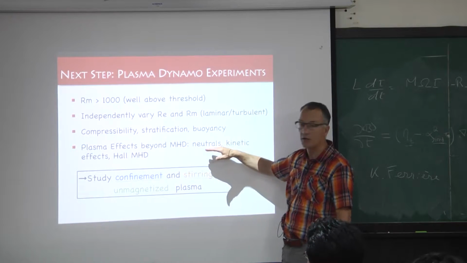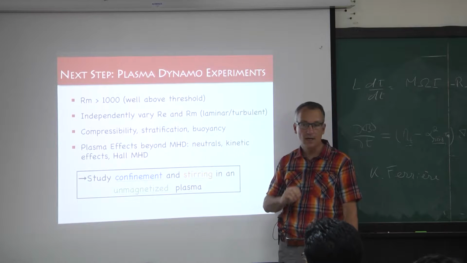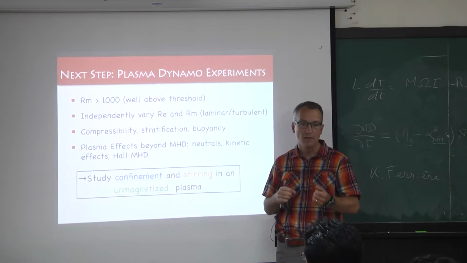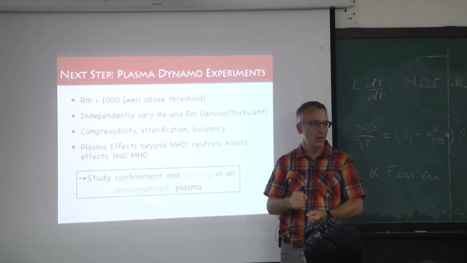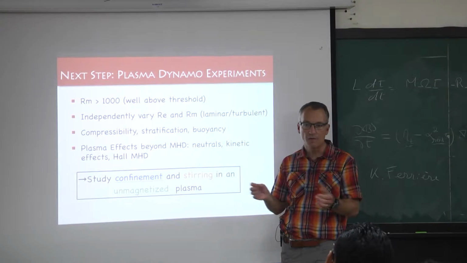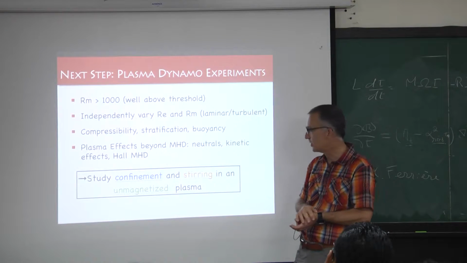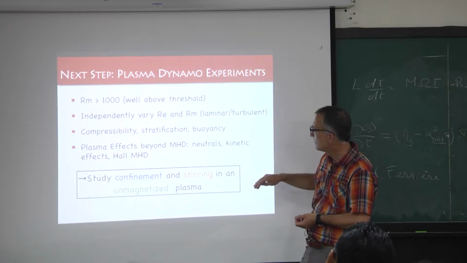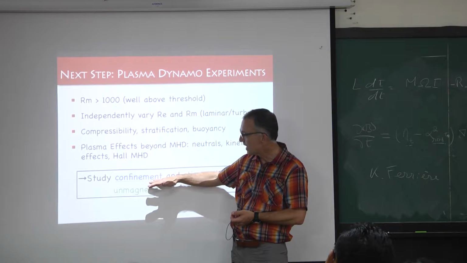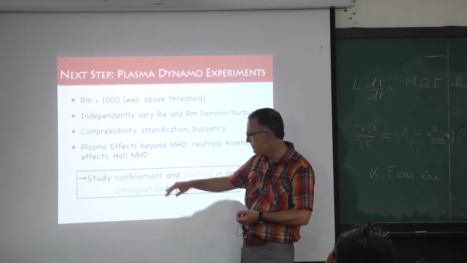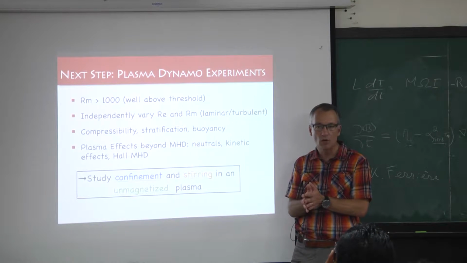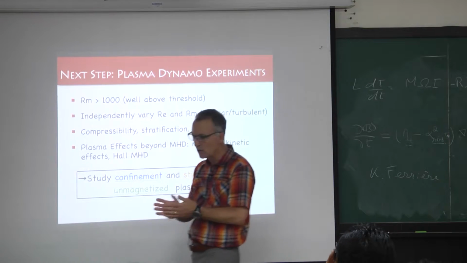And then there are things that are beyond MHD in a plasma. So what's the role that neutrals play if they're present at the same time as plasma? Or what are the kinetic effects when the temperature can be different in different directions? When transport coefficients depend upon the presence of a magnetic field and so forth. And so we're in the process of now holding these plasmas, making them, confining them, stirring them, and doing this in such a way that most of the plasma we're looking at is unmagnetized. And I'll show you how we do that.